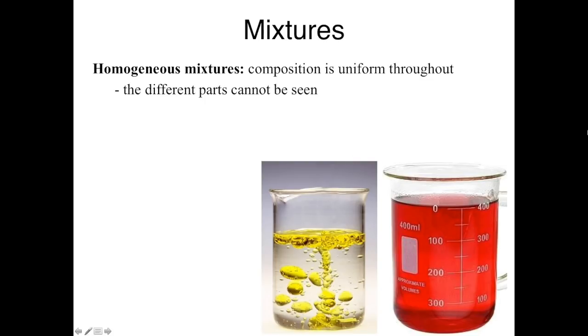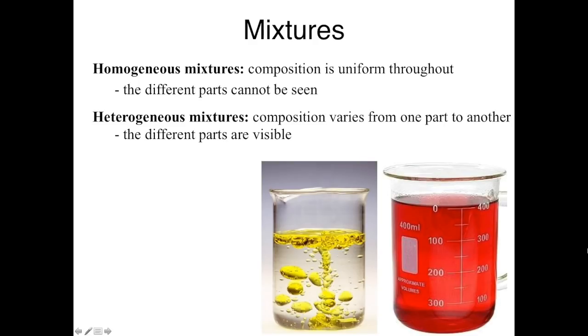Now, the solution on the left, you can see those parts differently. You can see that there's more concentration of oil here and less concentration of oil here. In this mixture, we call it a heterogeneous mixture. In a heterogeneous mixture, the composition varies from one part to another. You can almost say that it is a mixture that is not very well mixed, that the different parts are visible.